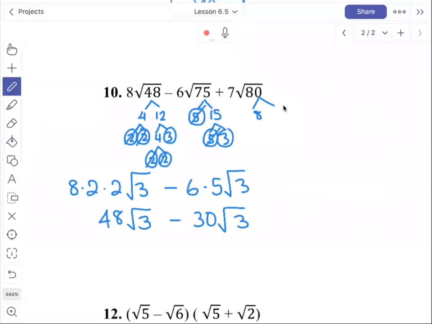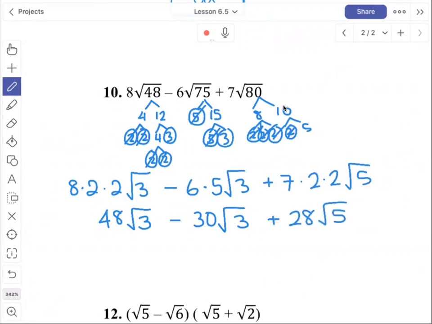All right, the 80, I got 8 and 10. This is 2, 2, 2. This is 2 and 5. So I can take out the 2. I can take out another set of 2s, and I'm left with 5 on the inside. All right, so that's 28 rad 5.